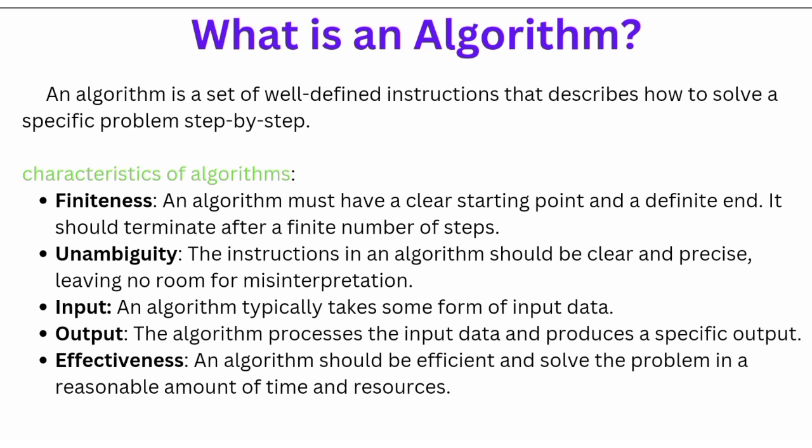Suppose the product of two matrices. Here, in the product of two matrices, it takes the input from the user, that is the numbers, and generates the solution, that is the product of two matrices, as the output. Effectiveness. An algorithm should be very efficient and solve the problem in a reasonable amount of time and resources.